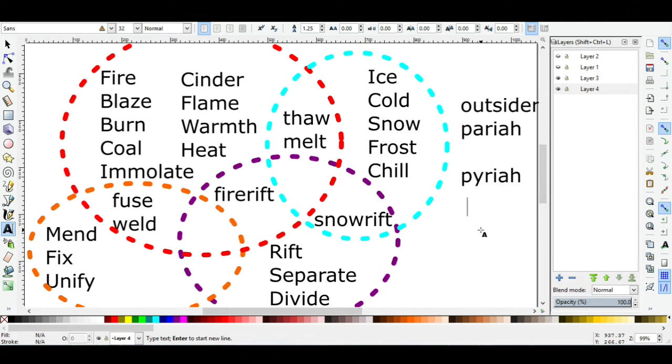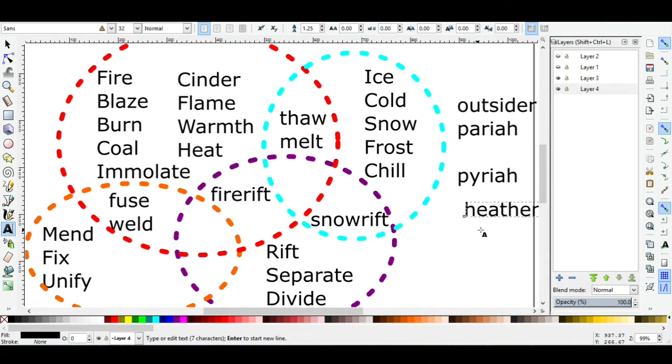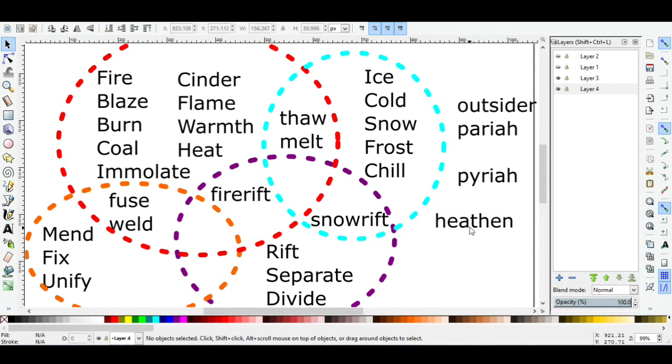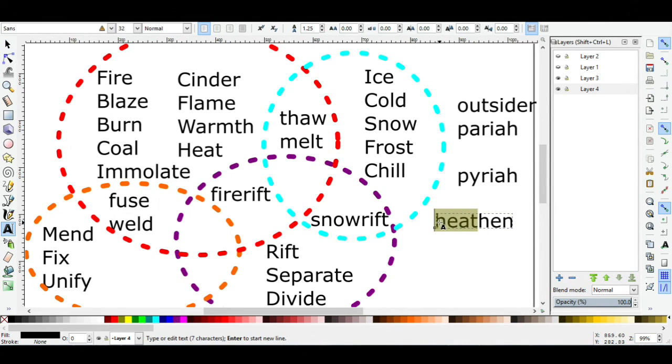You could even go so far as to say like a heathen, in which case it's got heat in it already, so that's half your job done. So maybe you could bold it and have that in a separate thing. Heathen. It's just heat hen, isn't it? Heat hen. Yeah. That didn't last long.